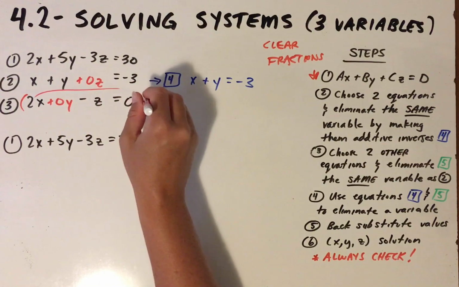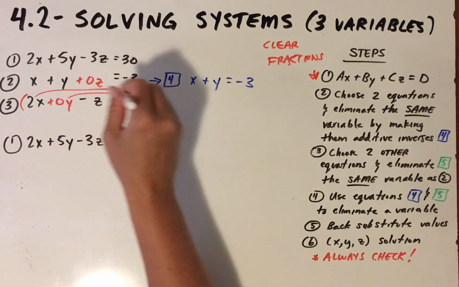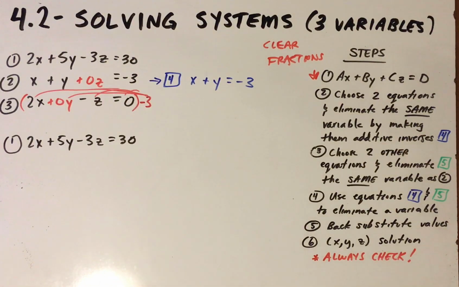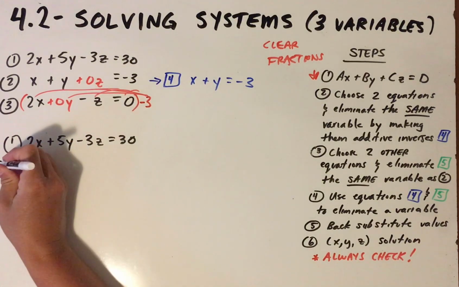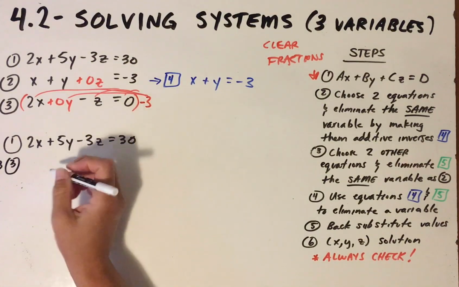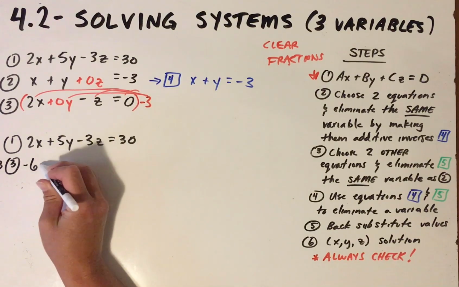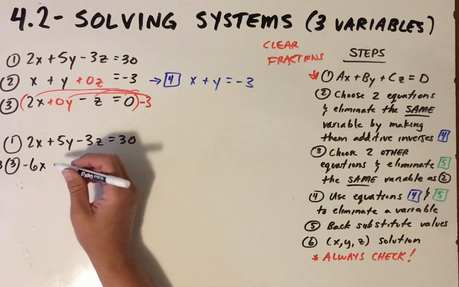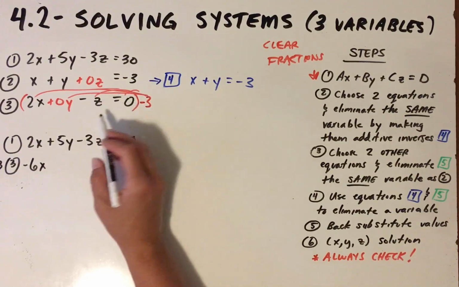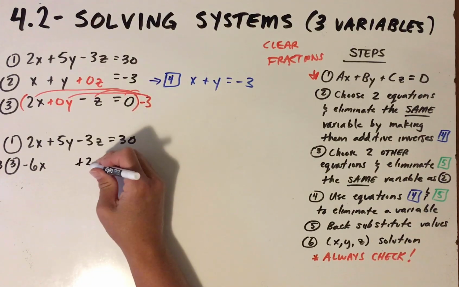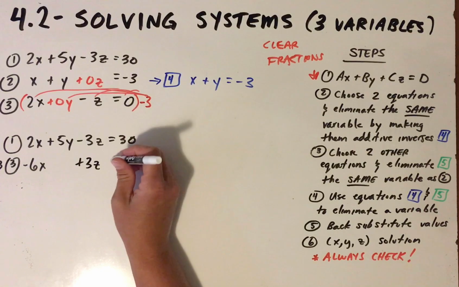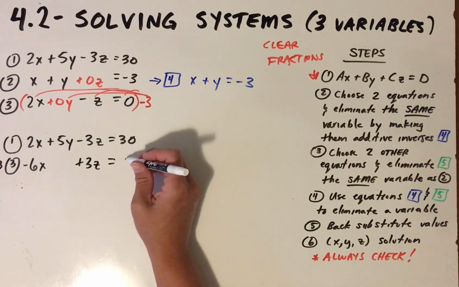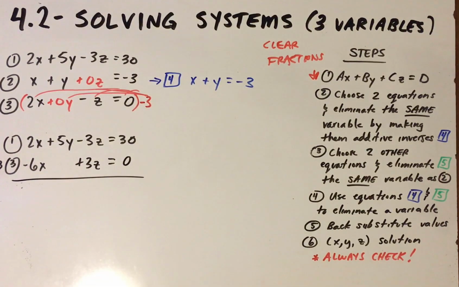So when I distribute here, I'm going to get my new equation 5, which is equation 3 times negative 3. Negative 3 times equation 3 is going to give me a negative 6x. Well, 0 is just going to give me 0, there's no y. And then I'm going to get a positive 3z, which is what we were looking for. And 0 times negative 3 is 0. Now I'm going to add these together.